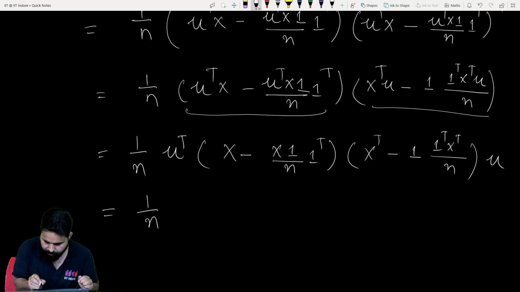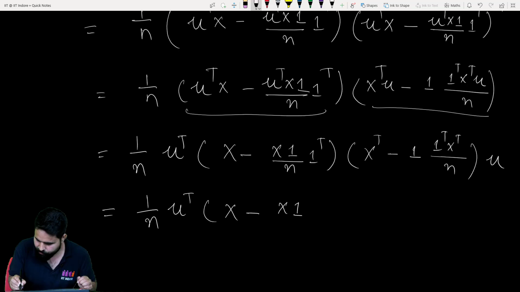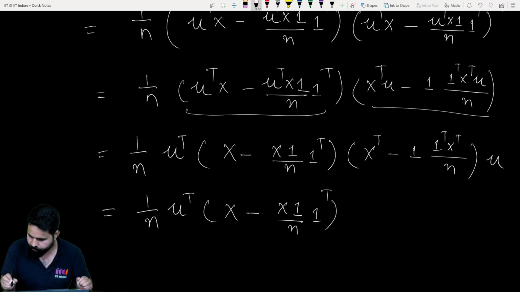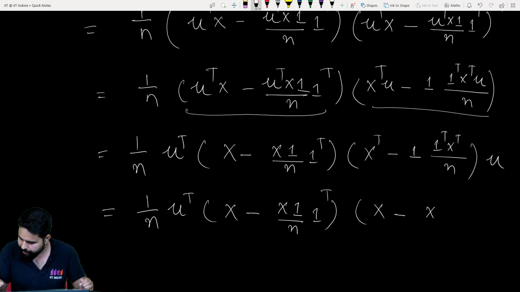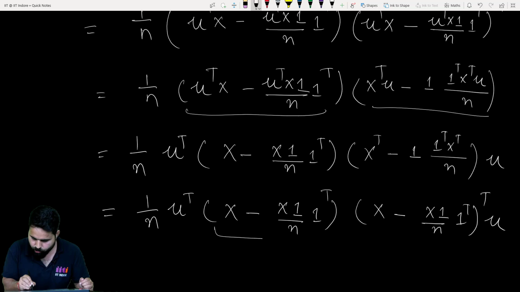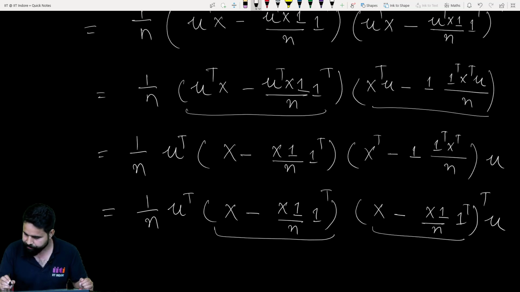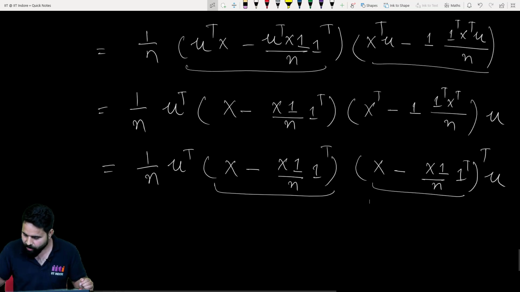So 1 divided by n, u transpose, the same matrix. We will see that this is one of the very beautiful and famous matrices. This part, the one which I am writing just now, I can write in transpose form. This is nothing but x minus x times 1 divided by n, 1 transpose, and now I am taking the transpose again. Now you see that these two matrices are the same, right? Very good. Now let us pause and see what this matrix is.